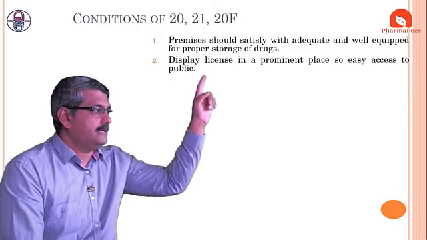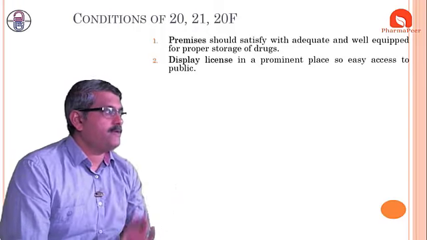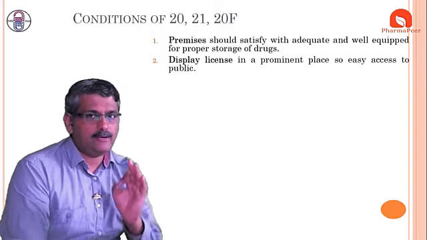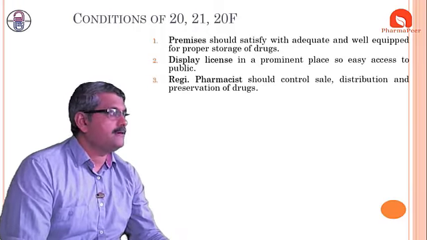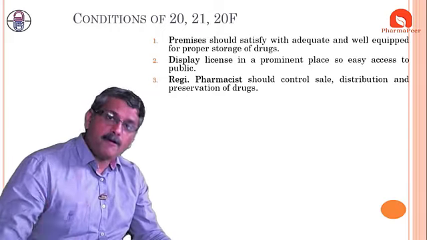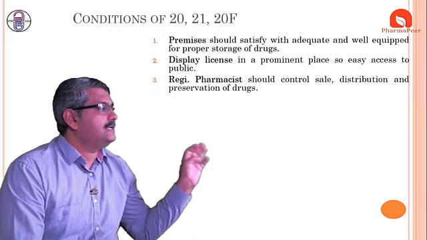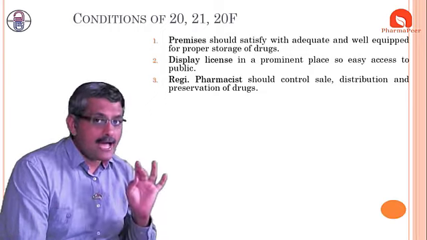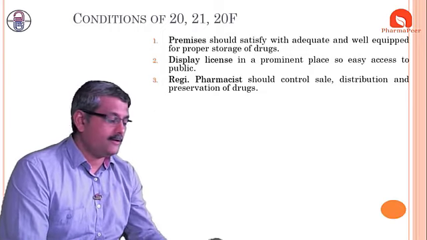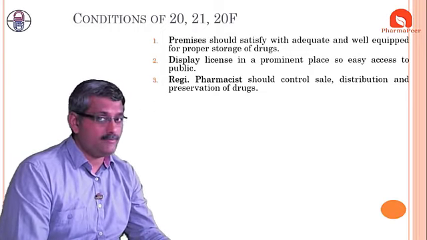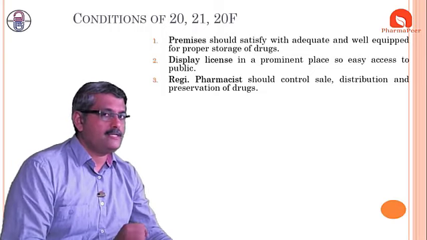Second one, display the license in a prominent place so it is easy for the public to access. Third, a registered pharmacist should control the sale, distribution and preservation of the medicament or drug. This is one of the very important conditions. There are a few conditions which are very common.